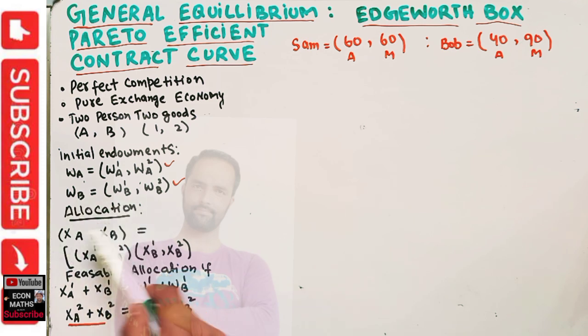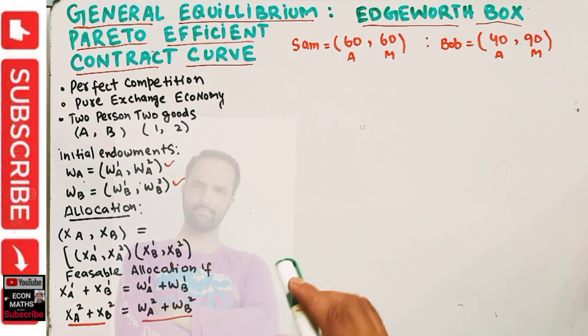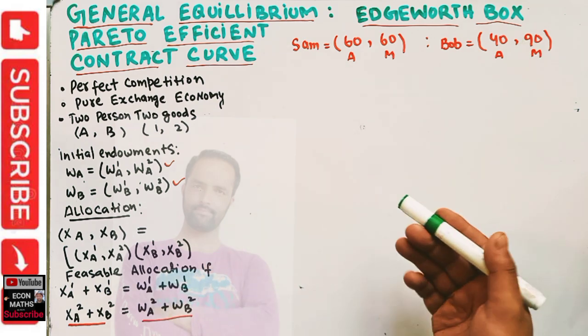XA and XB are the vectors XA1, XA2. What does this mean? Simply, it shows the demand of good 1 by person A and the demand of good 2 by person A. These are the allocations, and we say an allocation is feasible if the composite demand of good 1 by person A and B is equal to the total endowment of good 1 of person A and B. When demand for good 1 by both equals the total endowment of good 1 that A and B have initially, we say that allocation is feasible. Now let us construct the Edgeworth box and explain this whole stuff.